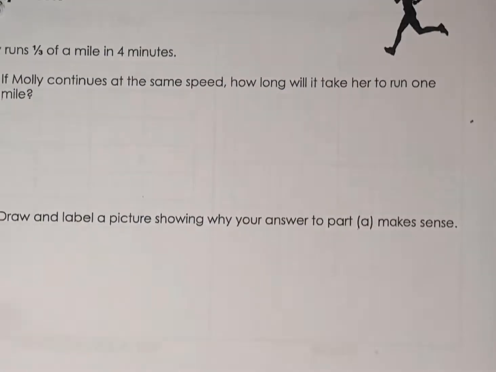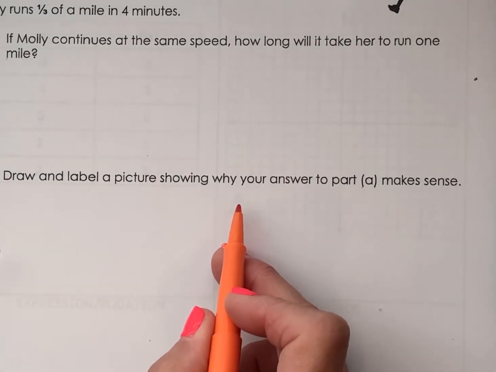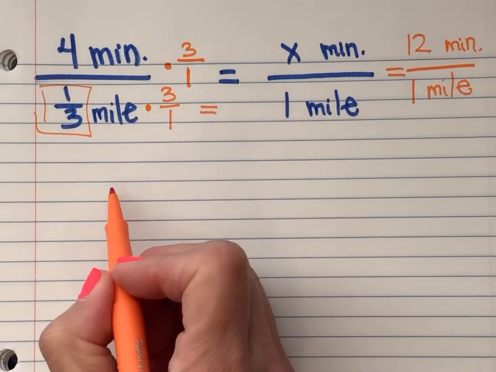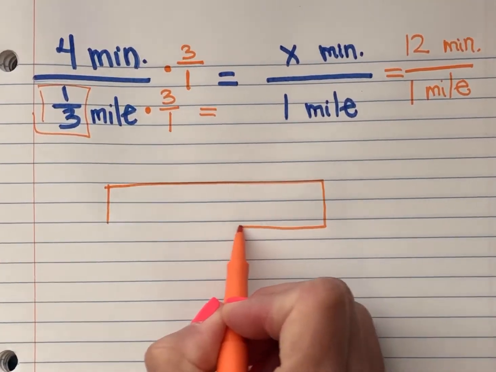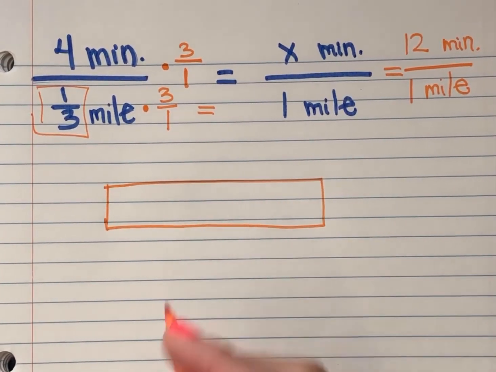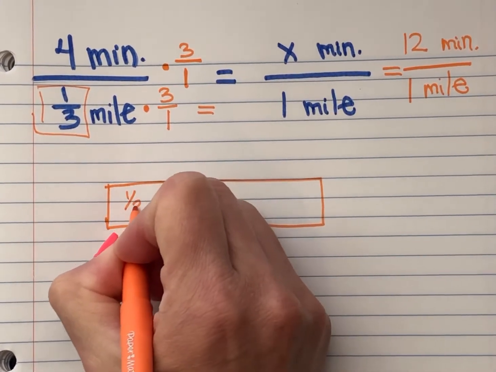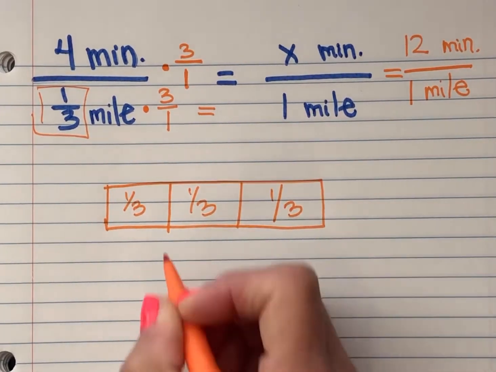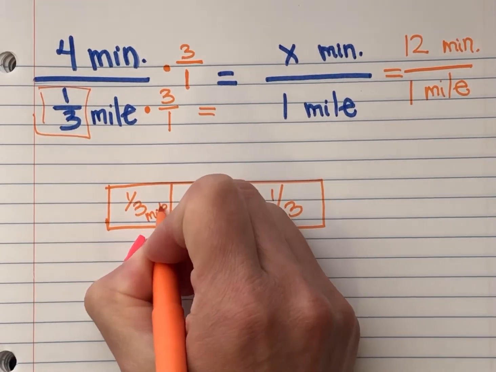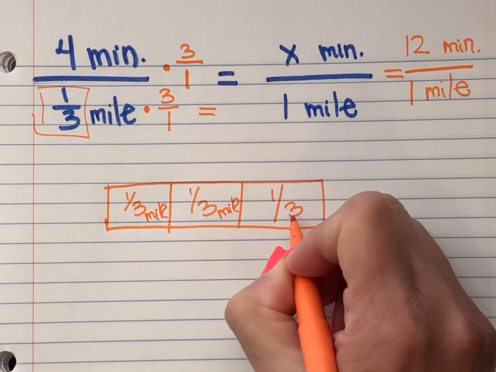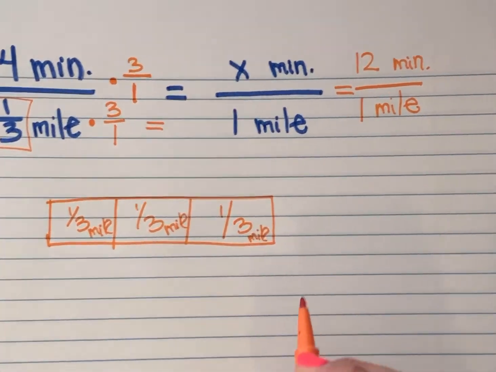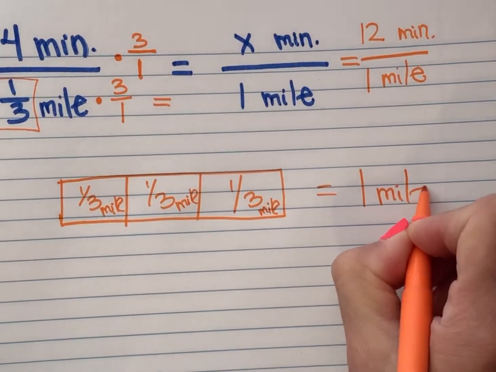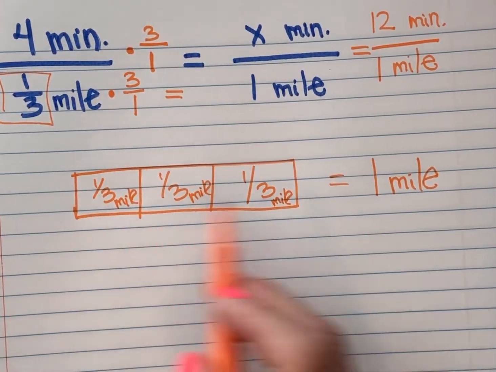And then you need to draw and label a picture about this problem. I would use your tape diagram, how we've done this before. This would be 1/3 of a mile, this would be 1/3 of a mile, and this would be 1/3 of a mile. The whole thing is going to equal 1 mile. 1/3 plus 1/3 plus 1/3 is going to be 1 mile.